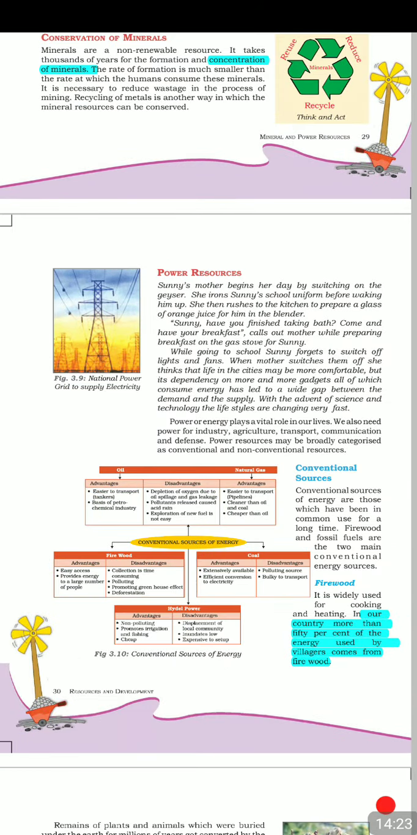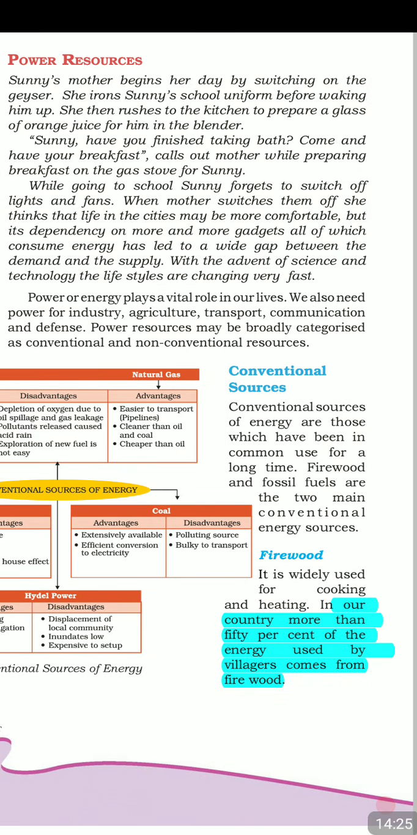Now let's see what the text has to say. Conventional means what has been the convention, what we have been using for years.